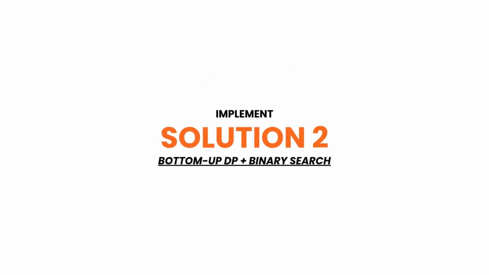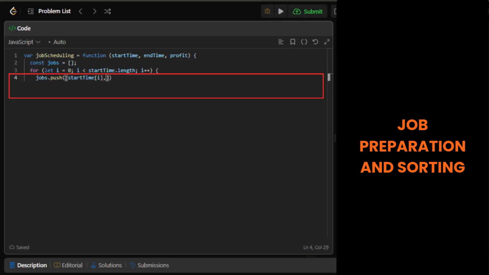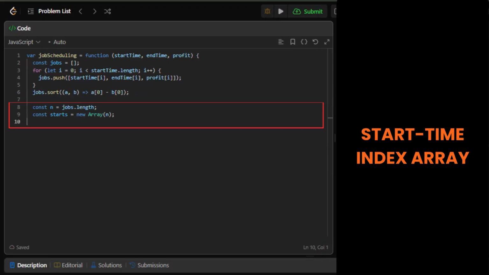Now let's try to implement it using solution 2. Efficiency overview: the time complexity is O(n log n), and the space complexity is O(n). We bundle each job's start time, end time, and profit together and sort all jobs by start time to enable fast lookups. This array lets us binary search for the next job that doesn't overlap with the current one.